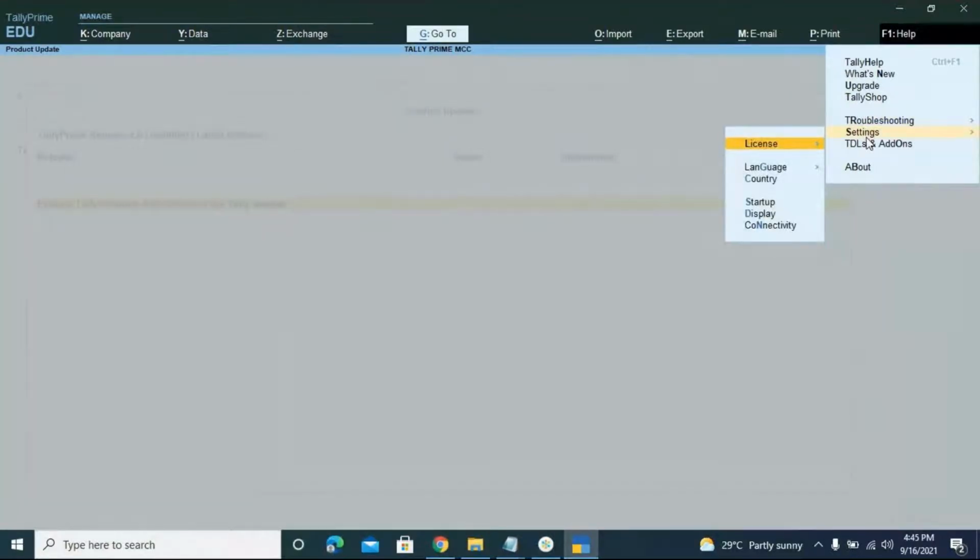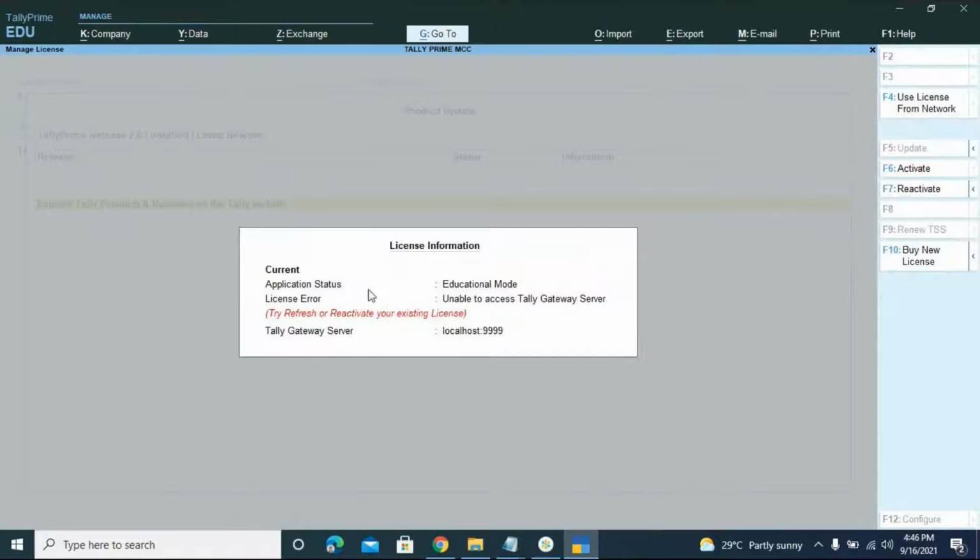Next, we have the settings option. In settings, of course, we have license, language, country, startup, display, connectivity. If you go for this, in case you're a license holder of the Tally software, we have manage license here. Can you see? It is showing application status as education mode because we are using a trial or education version of the Tally software. Hence, it is telling that it is in education mode and it's unable to access the Tally server because, of course, we are not using a licensed version.